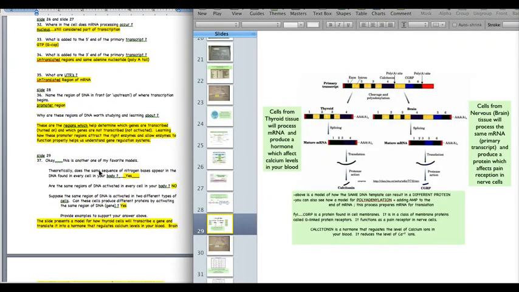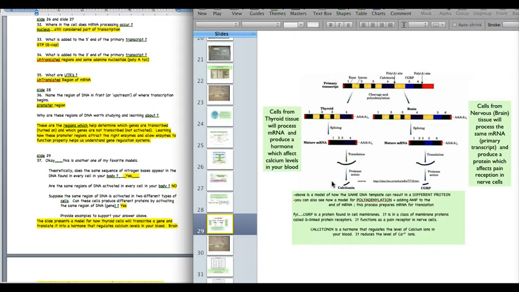Okay, once again, another one of my favorite models. The thing I really like about this is you do get that model of how the pre-mRNA gets shortened and capped off. But the thing I really like about this is that a cell can take the same primary transcript, in other words, the same DNA was used, but make a different hormone, a different protein.